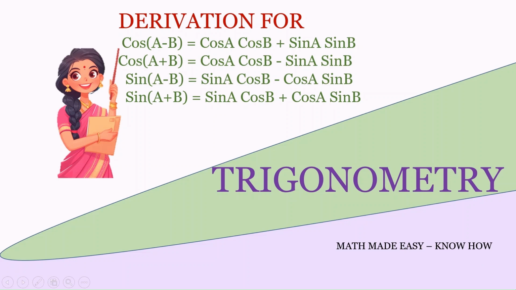Derivation of formulas for compound angles. In this video, we'll discuss that for two angles, when we form a compound angle, A minus B and A plus B are the compound angles. So we're looking at the formulas of cos and sine, like cos(A minus B), cos(A plus B), sine(A minus B), and sine(A plus B). We'll start with the proof for cos(A minus B), which is nothing but cos A cos B plus sine A sine B.